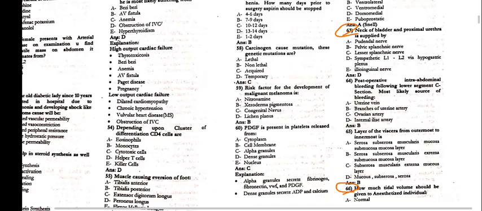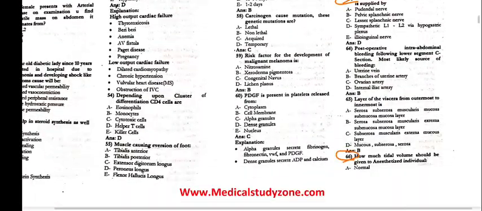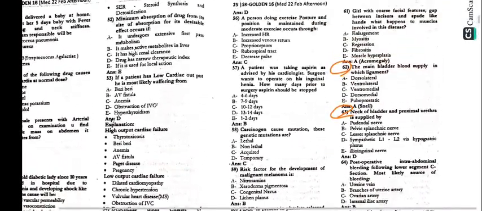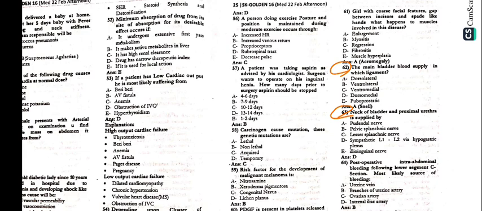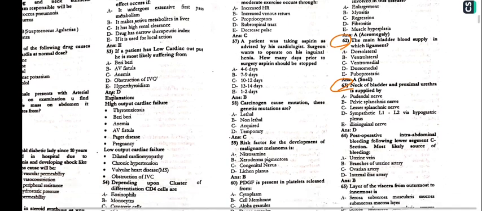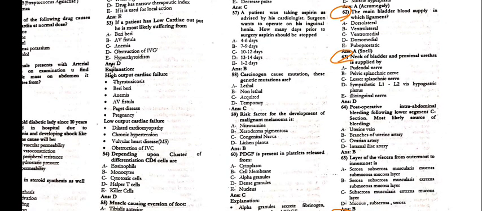55, the muscle causing the eversion of the foot is the peroneus longus. 56, the person doing exercise, posture and position is maintained in the moderate exercise through the proprioceptors. Next, 57, the patient was taking aspirin, advised by the cardiologist. Surgeon wants to operate on his inguinal hernia. How many days prior must aspirin be stopped? 7 to 9 days.